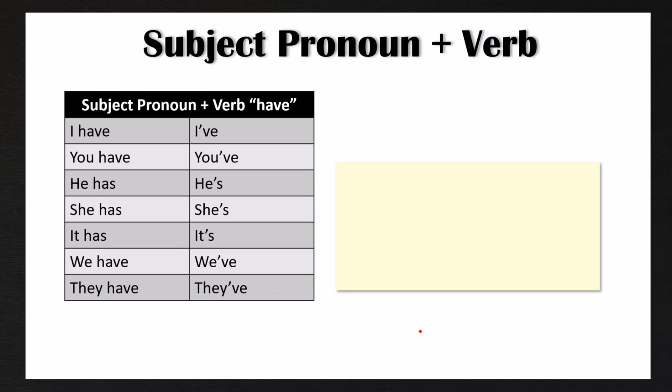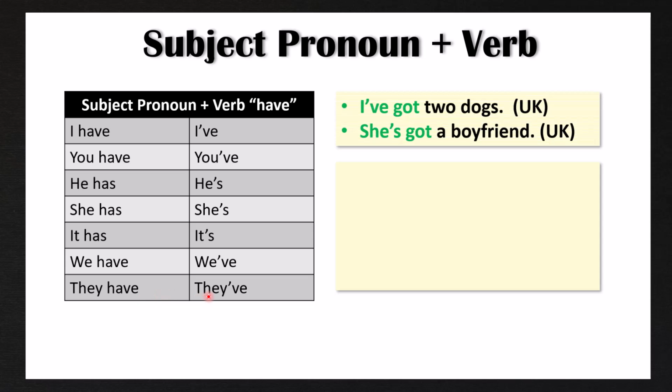Now let's look at the subject pronoun plus the verb have, and this is a very important lesson. So I have becomes I've. You have becomes you've. He has, he's. She has, she's. It has, it's. We have, we've. They have, they've. So let's look at these examples.